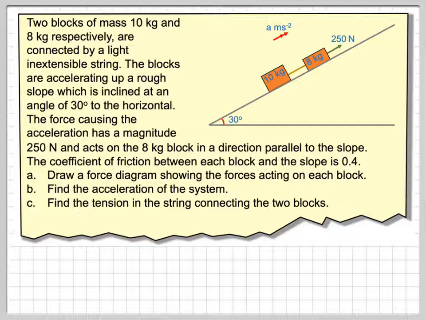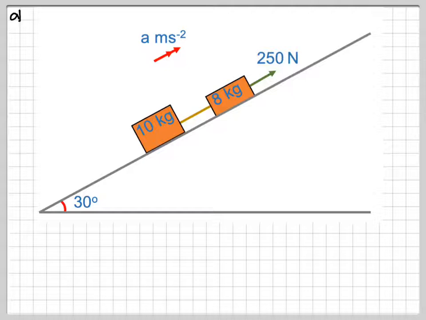A. Draw a force diagram showing the forces acting on each block. B. Find the acceleration of the system. C. Find the tension in the string connecting the two blocks. Okay, so the first step is to draw a force diagram.